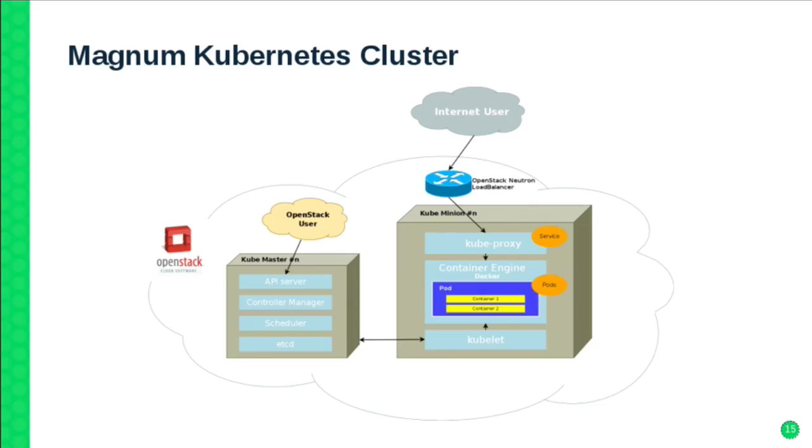So, when we have the Kubernetes cluster ready and we deploy our application on it, we can always make it available to the internet using also a network from OpenStack and the load balancer resource from Neutron.